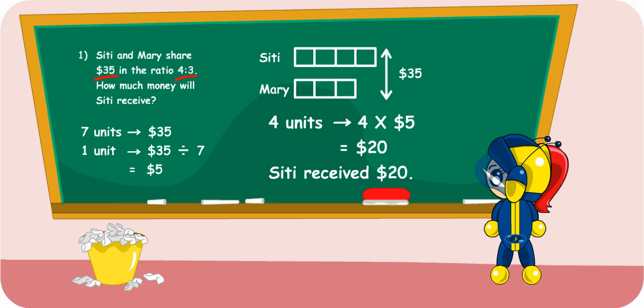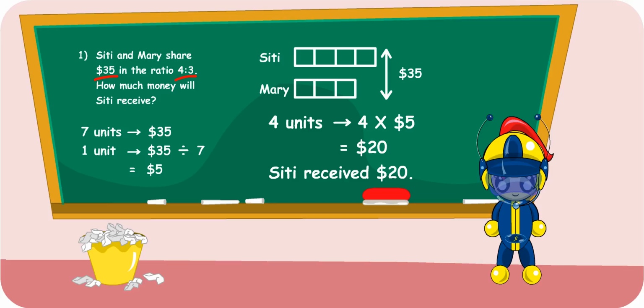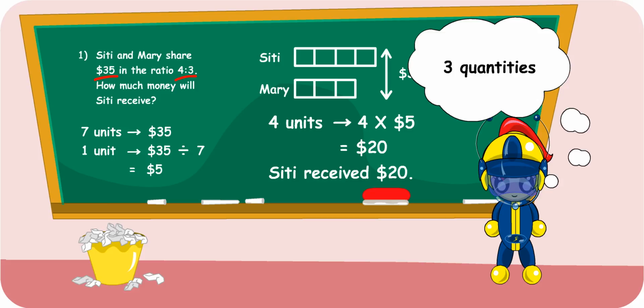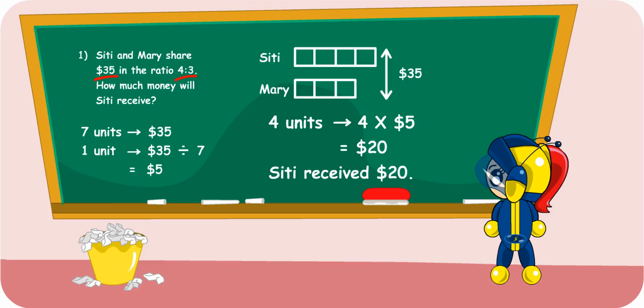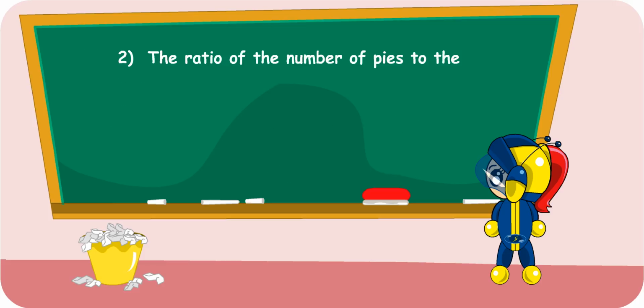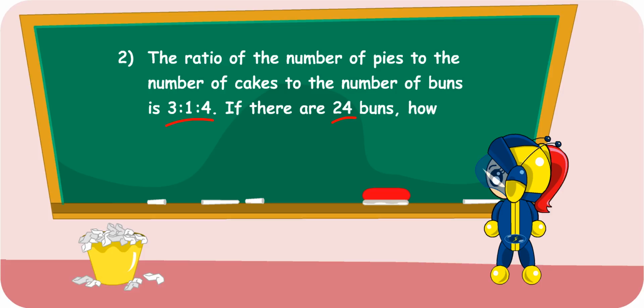Siti received $20. Can you understand that? Yes, teacher, but what if the problem has a ratio involving 3 quantities? We can also solve that using a model diagram. Take a look at this problem. The ratio of the number of pies to the number of cakes to the number of buns is 3 to 1 to 4. If there are 24 buns, how many pies are there?